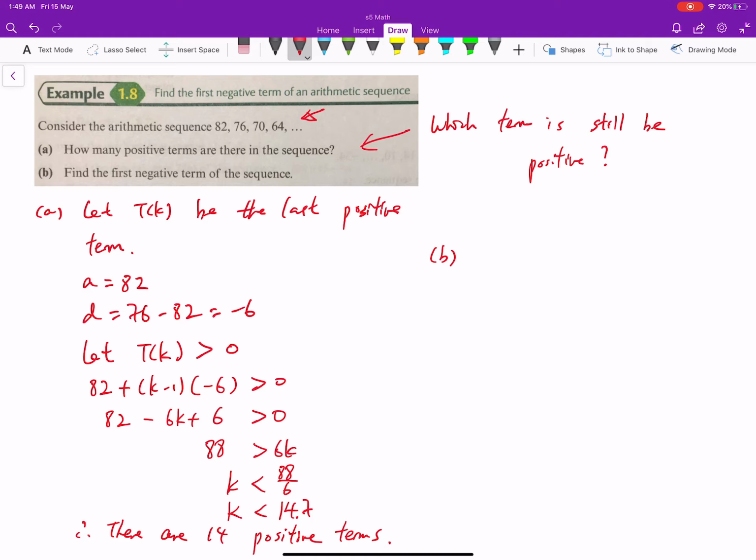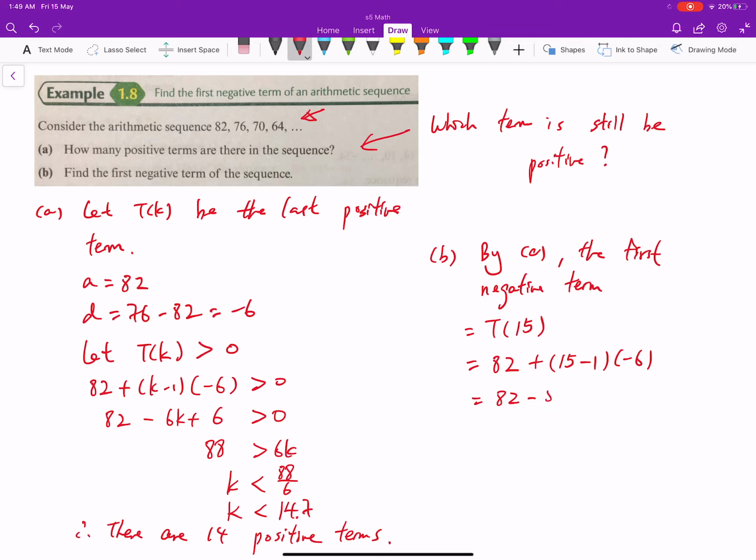Okay, in this sequence, the first 14 terms are positive, right? So the negative one will be the 15th one. Okay, the 15th. So by A, the first negative term will be T15. So we get A plus (n minus 1)d. So finally we get this is -2. Okay, so we found this term as well.